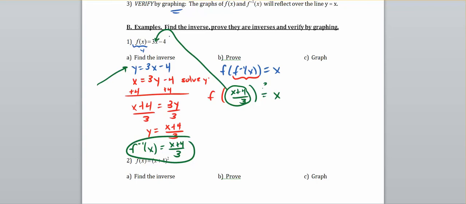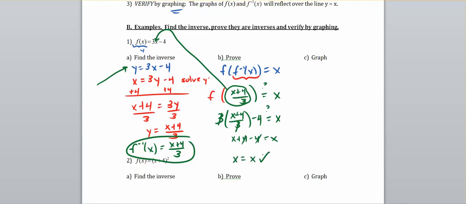Instead of 3x minus 4, I'm going to do 3 times my inverse minus 4. And I'm asking if that's equal to x. Well, what's going to happen typically is things are nicely going to cancel out. Like if you look here, 3 and 3 would cancel. I would have x plus 4 minus 4. Well, x plus 4 minus 4, and the 4's will wind up canceling, and I get x equals x.